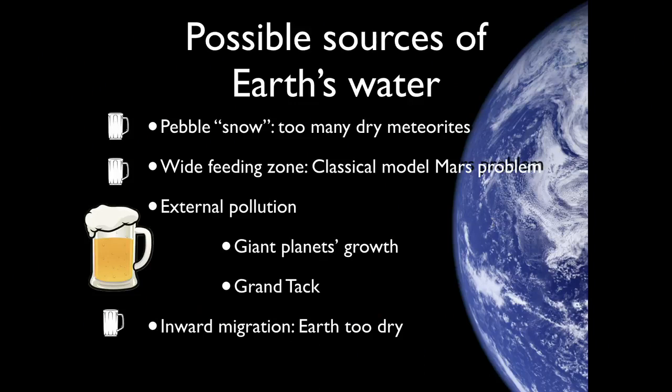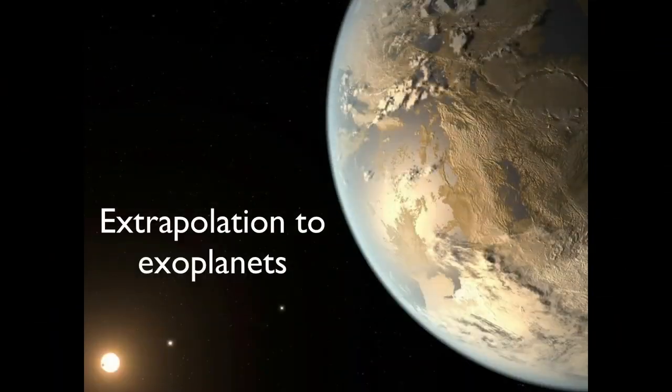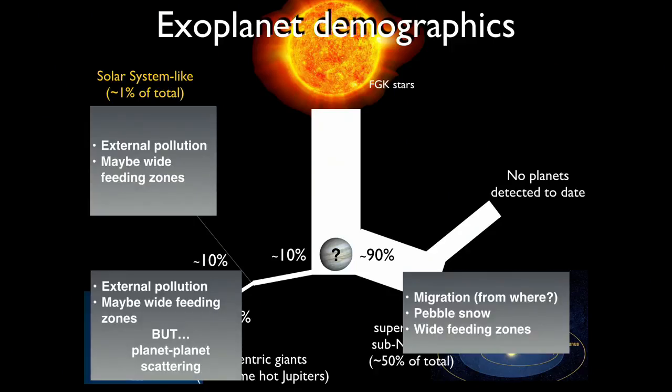Now, let's extrapolate this, at least in a very simple way, to exoplanets. So I already showed you this plot of the very rough demographics, one simple way to slice up exoplanets as we know them. So which water delivery mechanisms might matter in different parts of this plot? Here, I put them all at once. For solar system-like, external pollution seems to work pretty well. Maybe wide feeding zones can matter. For cases with giant planets on very eccentric orbits or that migrated, external pollution definitely matters.